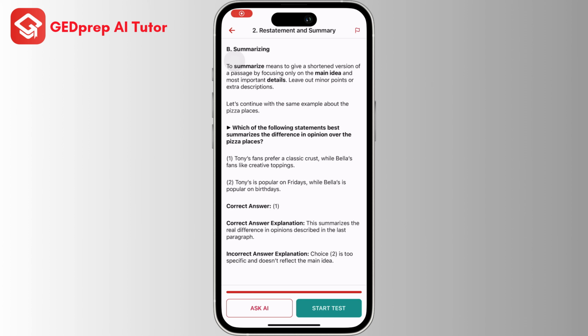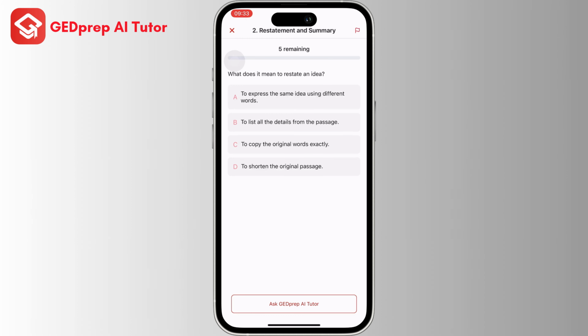Now that you've learned the key concepts, let's check your understanding with a few review questions. Question 1. What does it mean to restate an idea? Option 1. To express the same idea using different words. Option 2. To list all the details from the passage. Option 3. To copy the original words exactly. Option 4. To shorten the original passage.